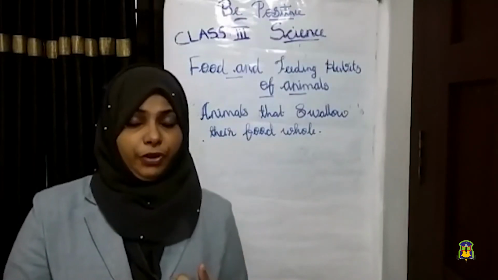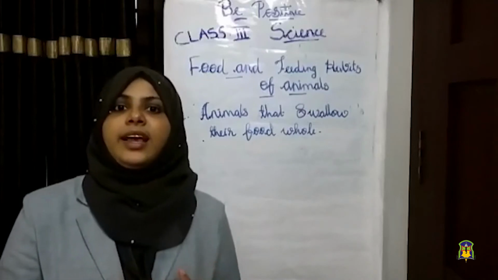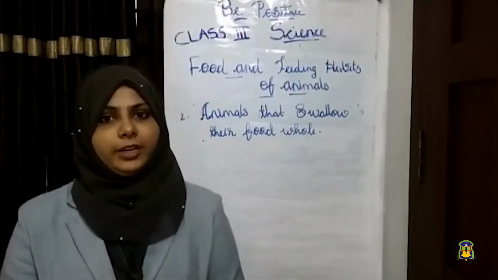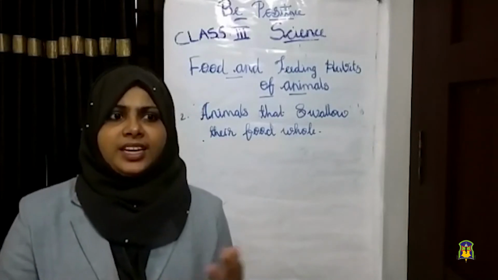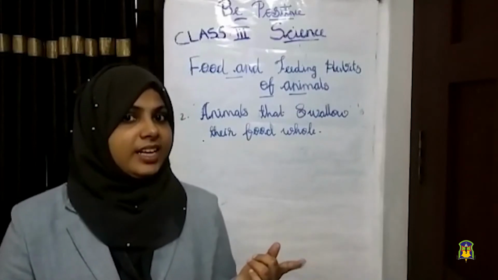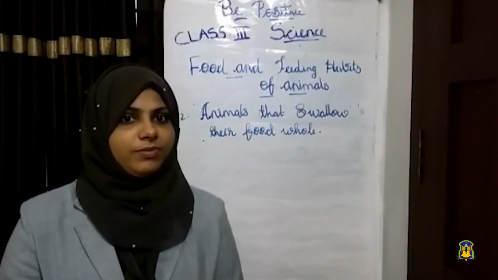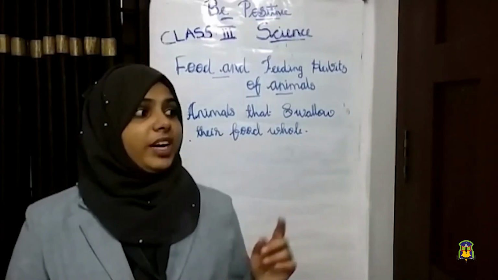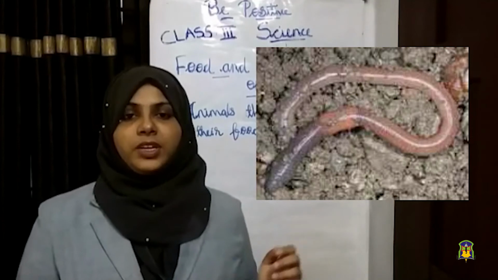The second type is animals that swallow the food whole. Can you see this picture? Yes, this is a baby and a grandmother. How do they eat food? Yes, they swallow the food. Why? Because they don't have teeth. Like that, animals like frog, lizard and snake don't have teeth. They also swallow the food.